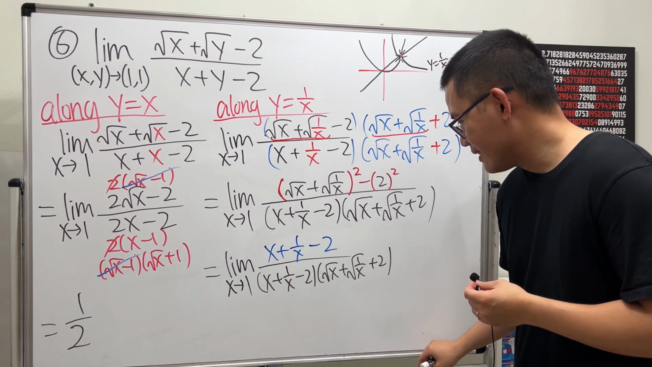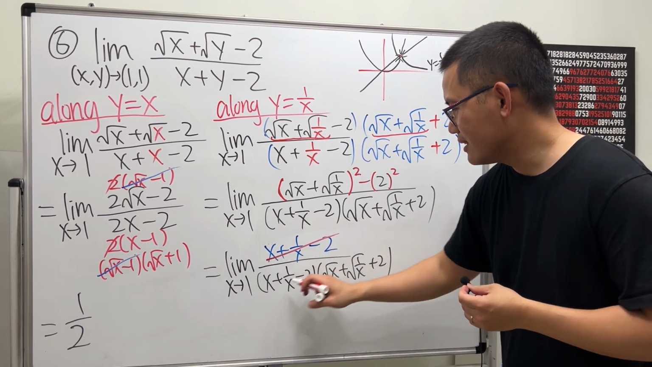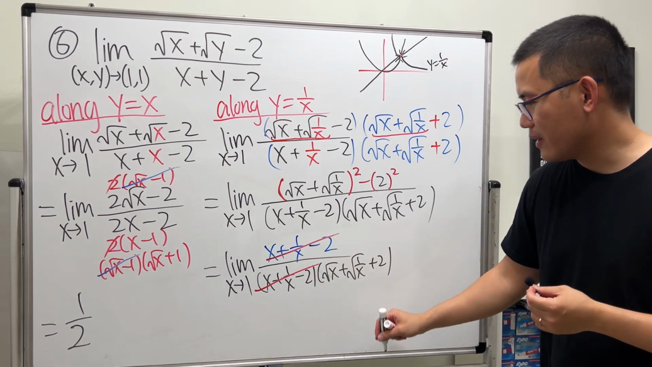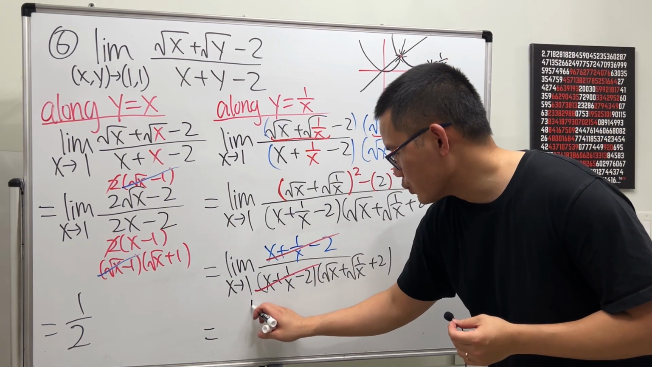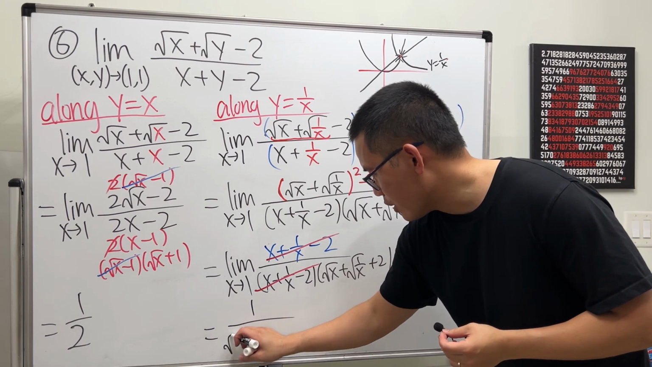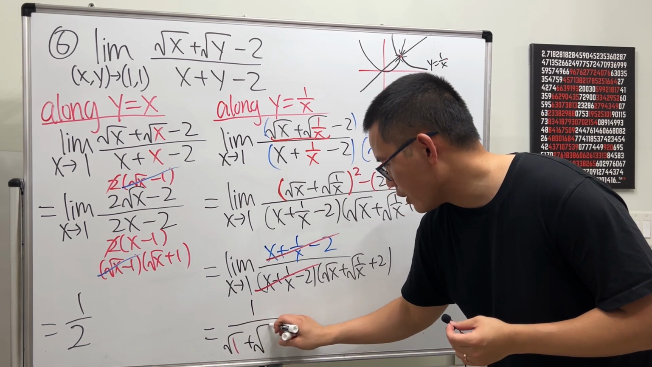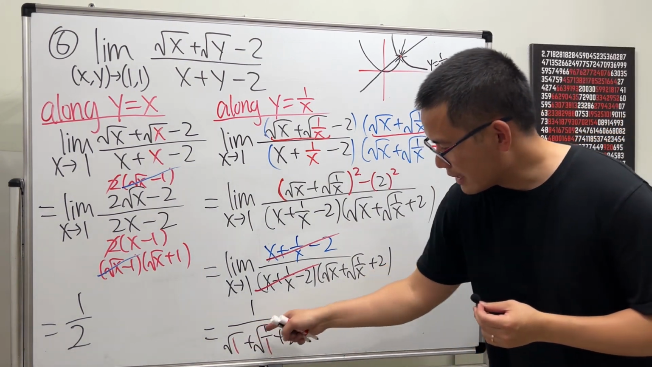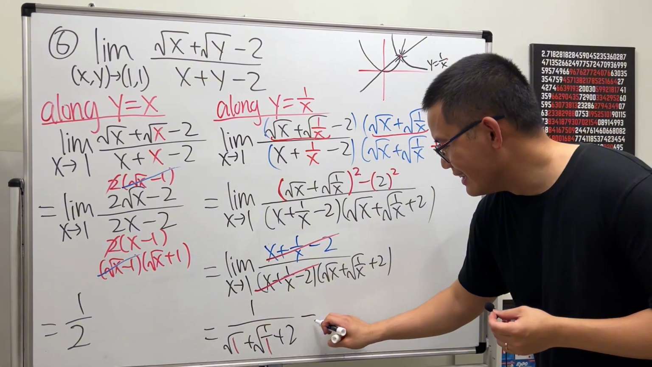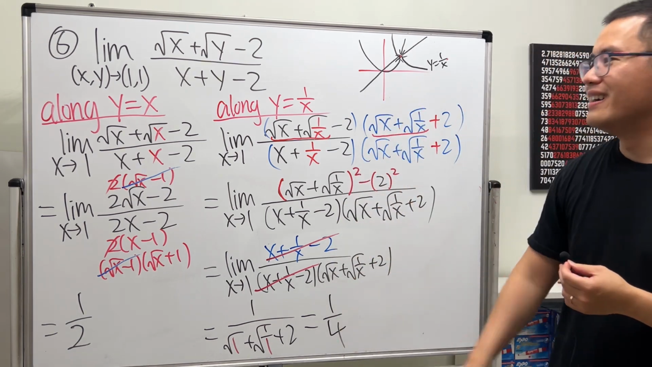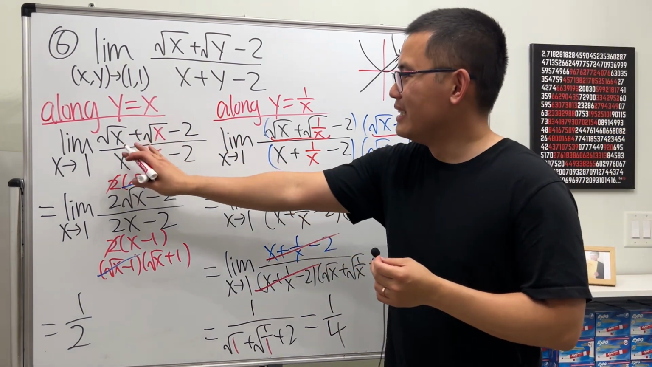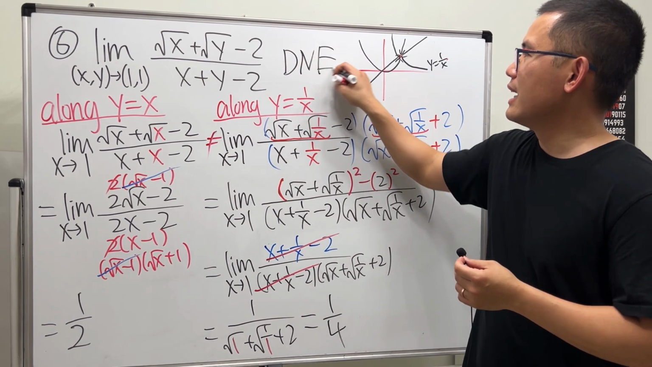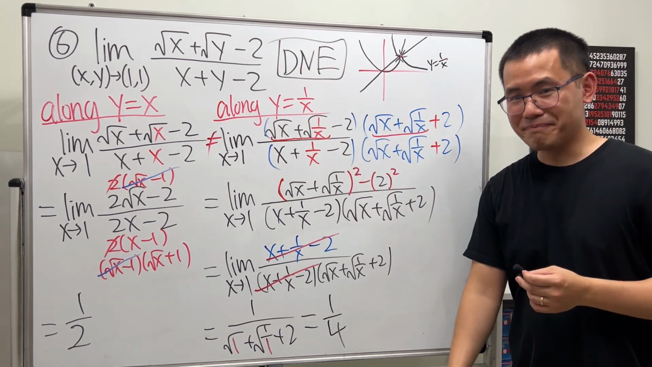This now can be cancelled with that. And finally, we are going to plug in 1 into here and here. So ladies and gentlemen, this is 1 over square root of 1 plus square root of 1 over 1, which is still 1, and then plus 2. 1 plus 1 is 2, plus 2 more. This limit is 1 over 4. So as you can see, this limit and that limit are different. That's why this right here does not exist.